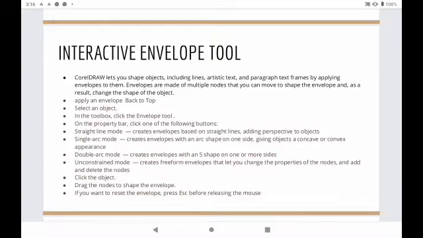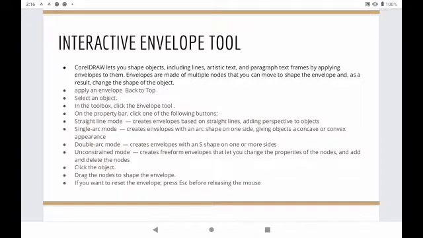In the toolbox, click the envelope tool. On the property bar, click one of the following buttons. What are the buttons available on the property bar? First one, straight line mode. Second one, single arc mode. Third one, double arc mode. Fourth one, unconstrained mode. So these are all the options available on the property bar. From this, you can choose any of them.